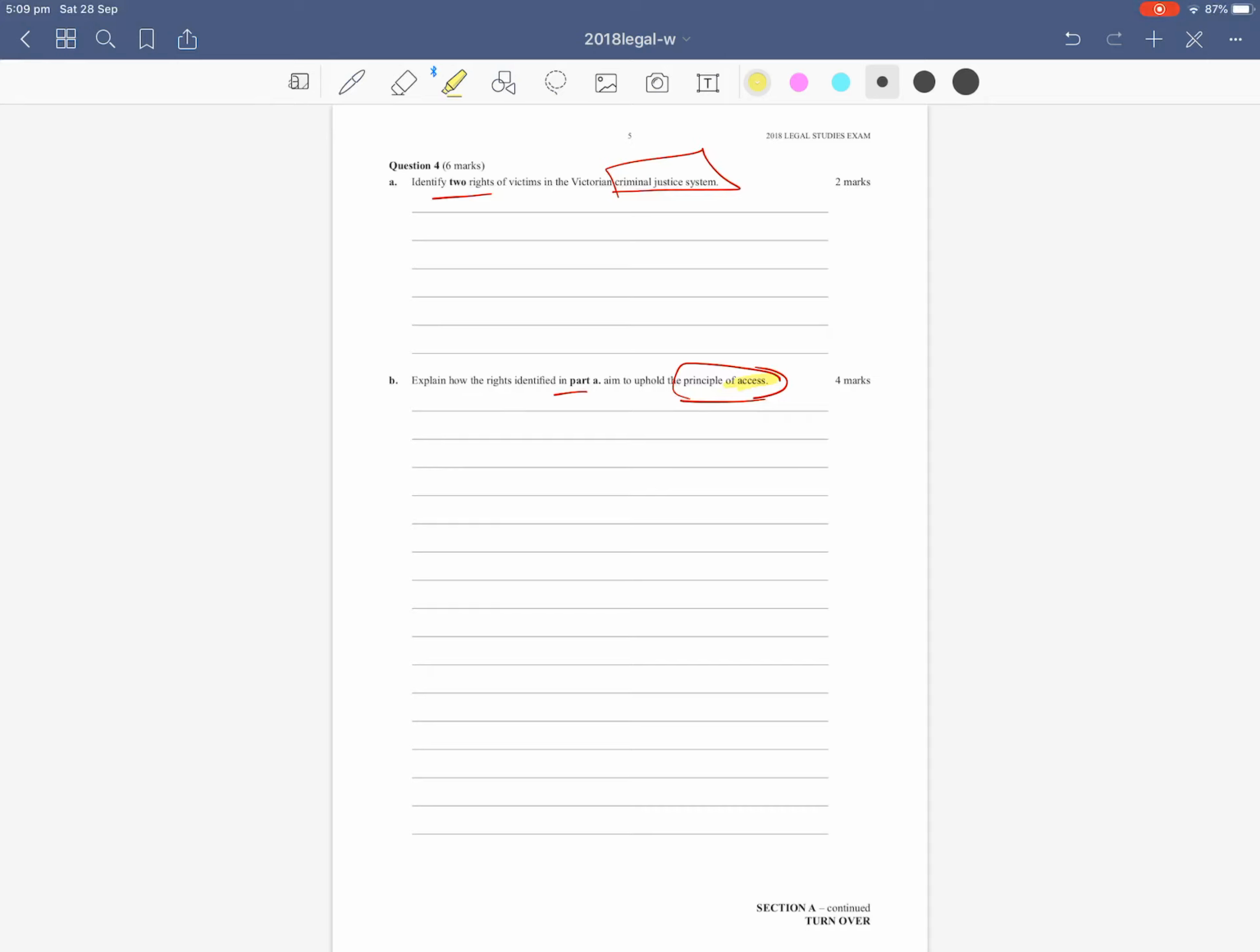See how this question has specifically told you to link back to access. Now, two things very quickly. This question does not want you to start off by saying, the three principles of justice are fairness, equality, and access. Access is blah, blah, blah. Equality is this. Fairness is this. Don't waste your time on that. It doesn't want it. It wants you to explain how the two rights that you've identified here uphold access.